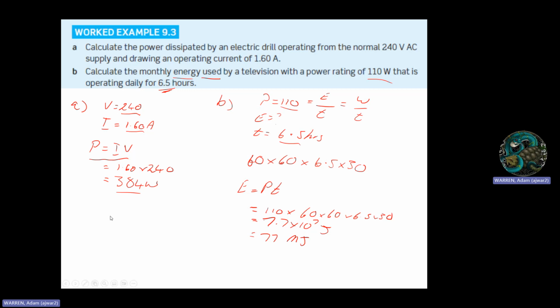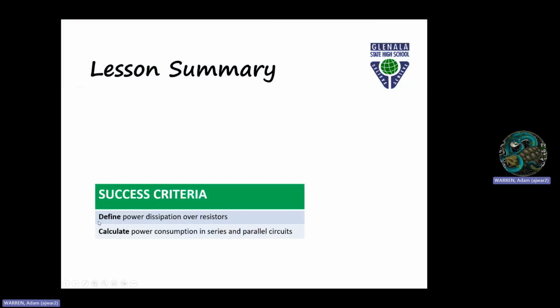All right. So to finish off, what we've looked at today, we've looked at what electrical power dissipation is, and we've looked at how to calculate the power drawn by an electrical current.